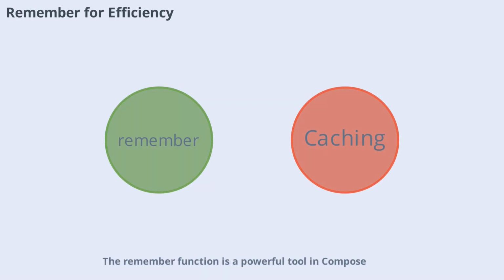The remember function is a powerful tool in Compose. It allows you to cache values across recompositions, preventing unnecessary recalculations. Senior developers use remember strategically to optimize expensive operations and keep their UI snappy. But remember to use it wisely. Overusing remember can lead to stale data if not managed correctly.